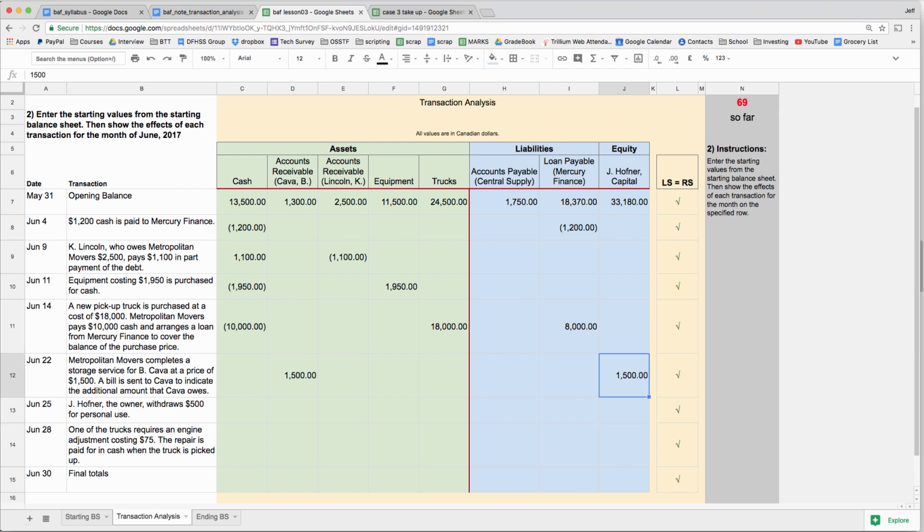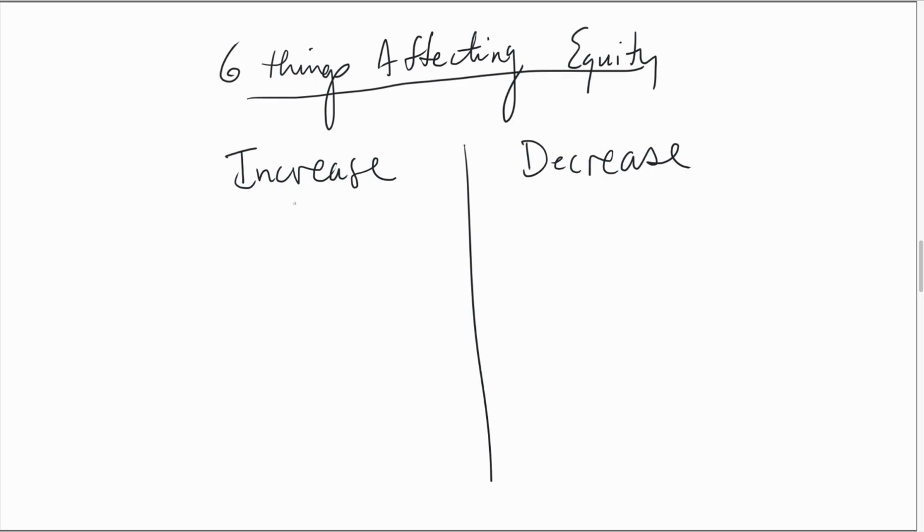But why logically do we have more equity? Well, that requires a bit of explanation. So let's take a moment and talk about that. The reason this $1,500 increased our equity is because we performed a service. Well, that's what Metropolitan Movers got into business to do, to move stuff for people, right? They're a moving company. And when you perform that service, you earn revenue. That's what revenue is, right? All money from the sale of goods or services that we've earned from the production of goods or services. Well, we produced a service. So this brings us to the question, well, what else changes equity?